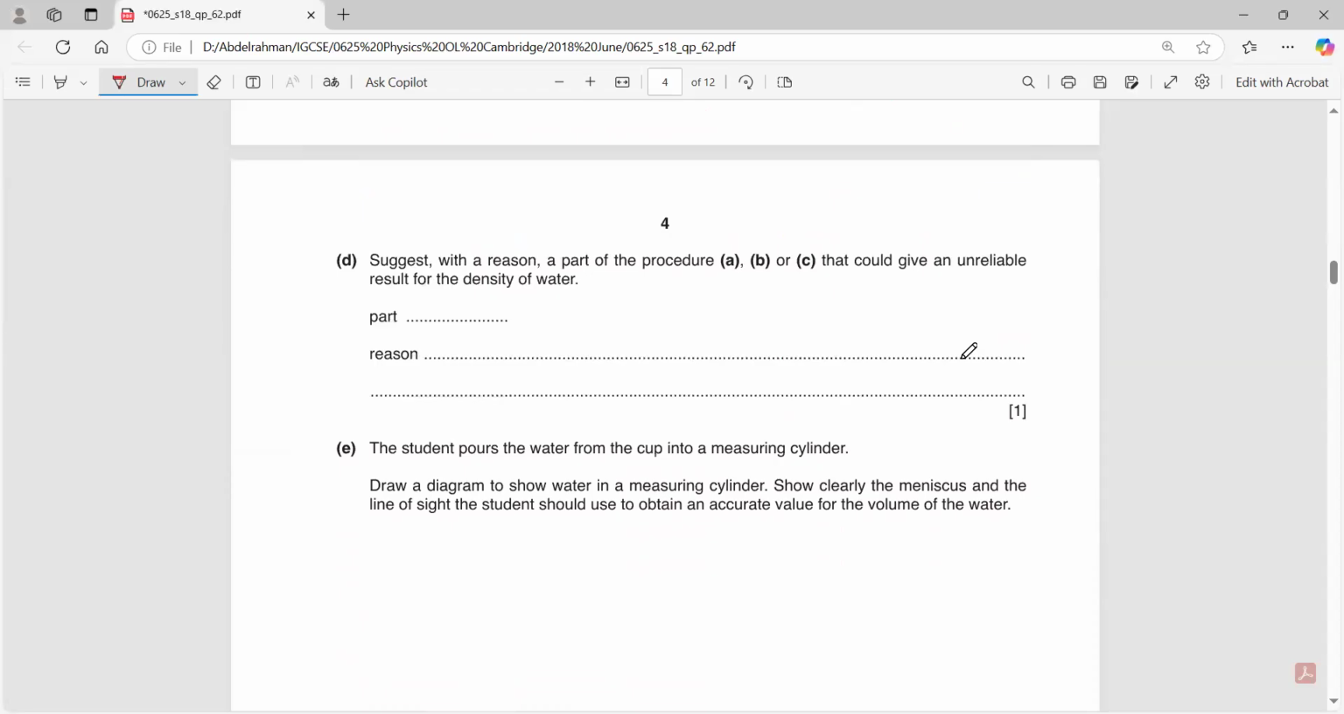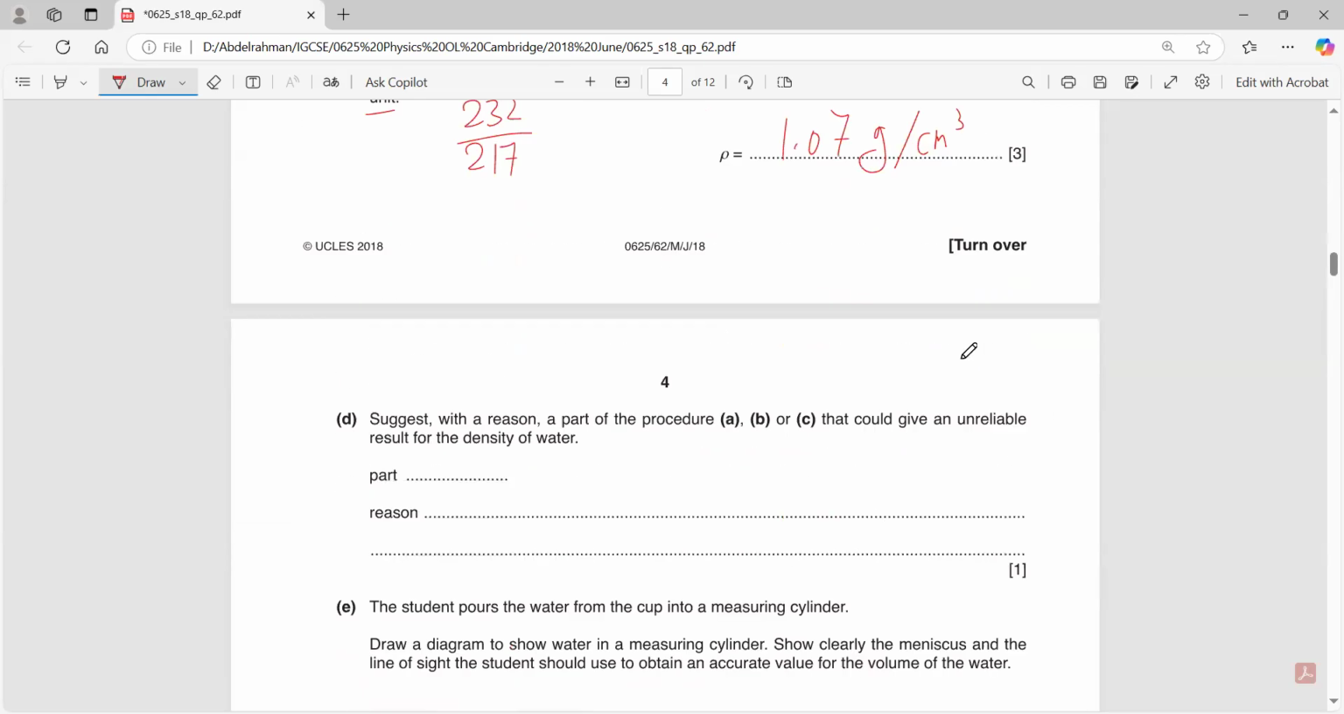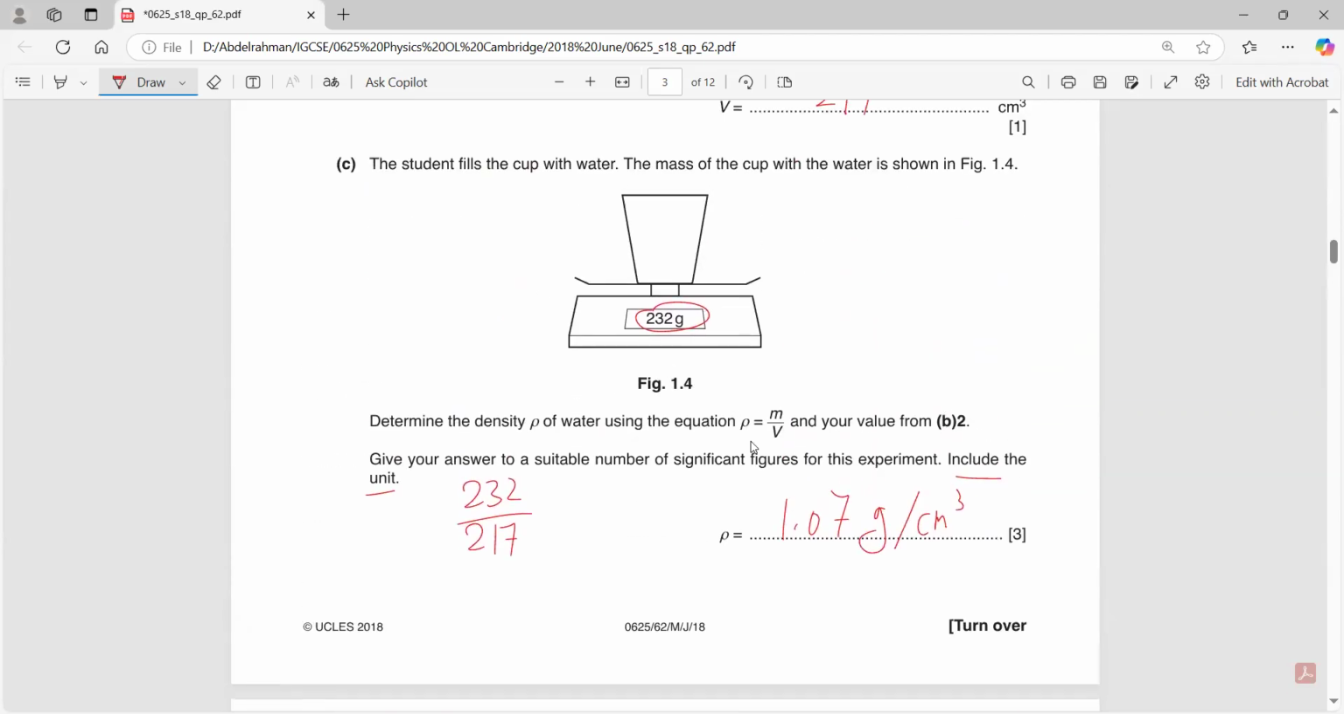Suggest, with a reason, a part of the procedure, A, B, or C, that could give an unreliable result for the density of water. You could have more than one correct answer for this question. One of the easiest answers, in my opinion, would be part C. Why especially part C? Because when he took the mass of the water, he took the reading of the whole cup, the cup and the water, which is wrong. Why? Because this reading includes the mass of the cup itself.